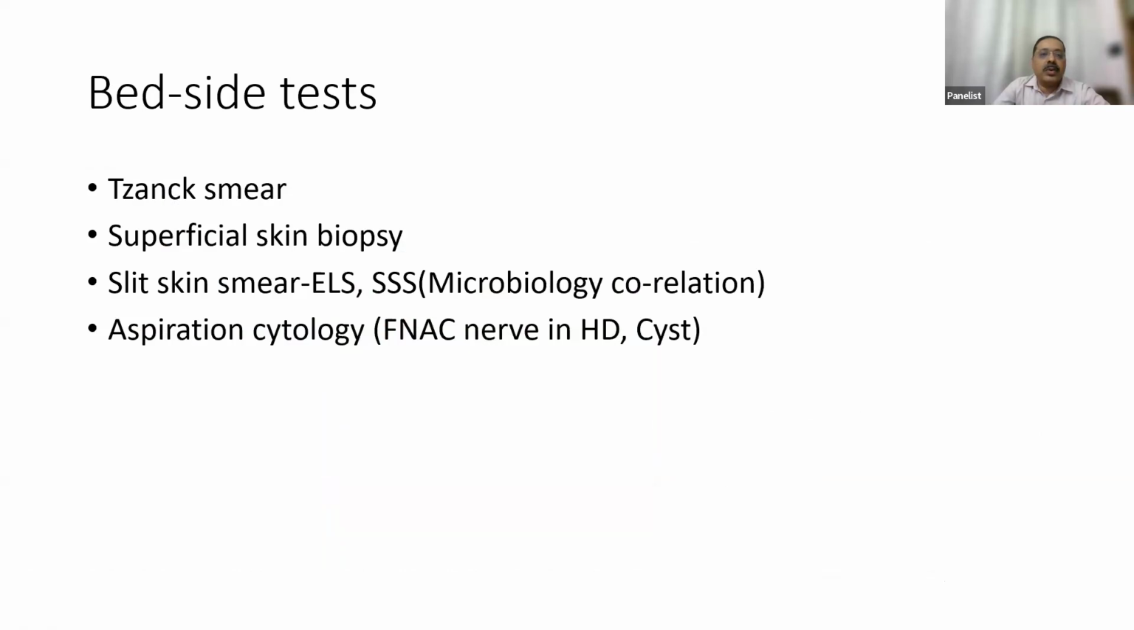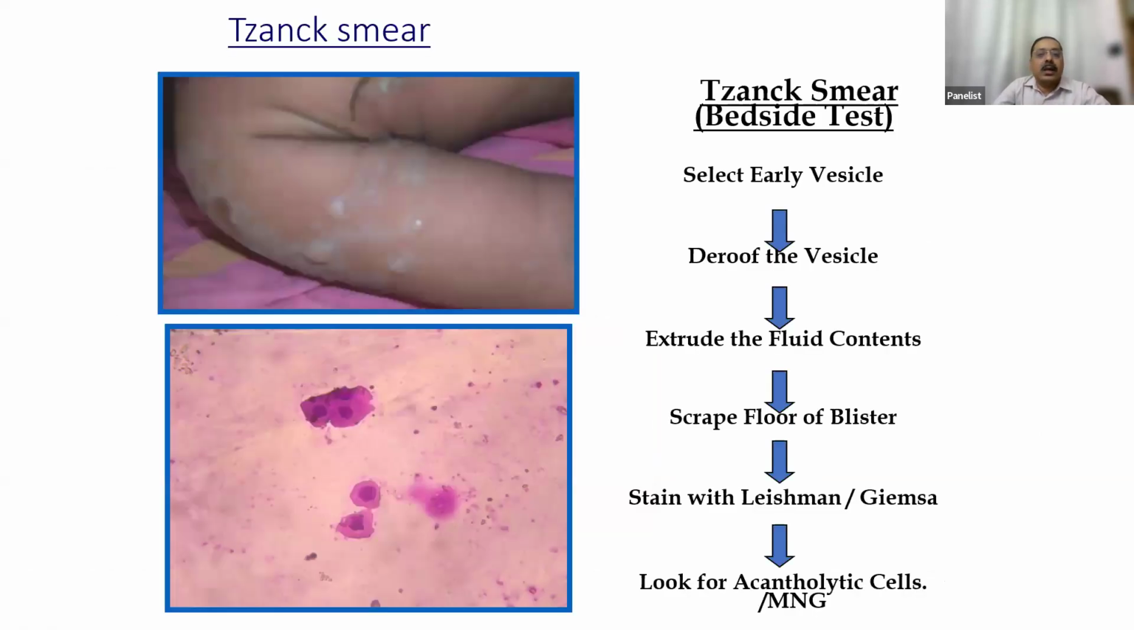Now, a word about bedside tests. This is part B of my talk. We do 4 bedside tests, which is essential knowledge for all pathologists: Zank smear, superficial skin biopsy, slit skin smear, and aspiration cytology. This is the Zank smear I spoke about earlier.